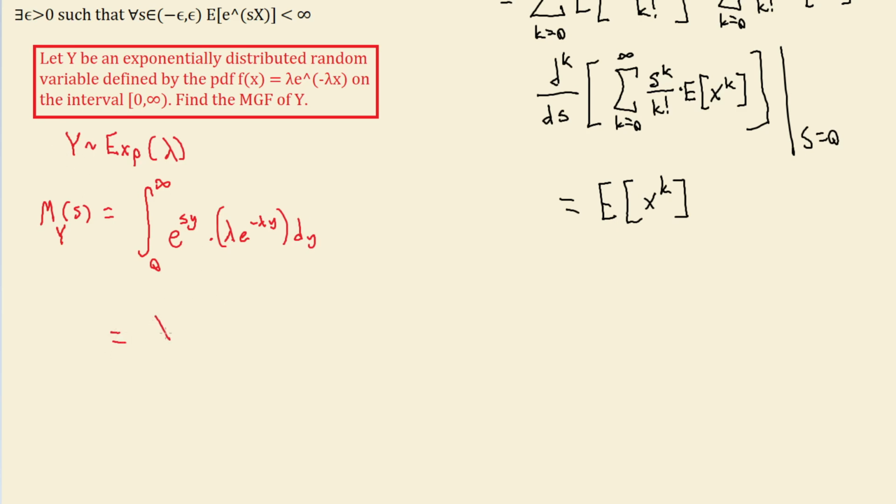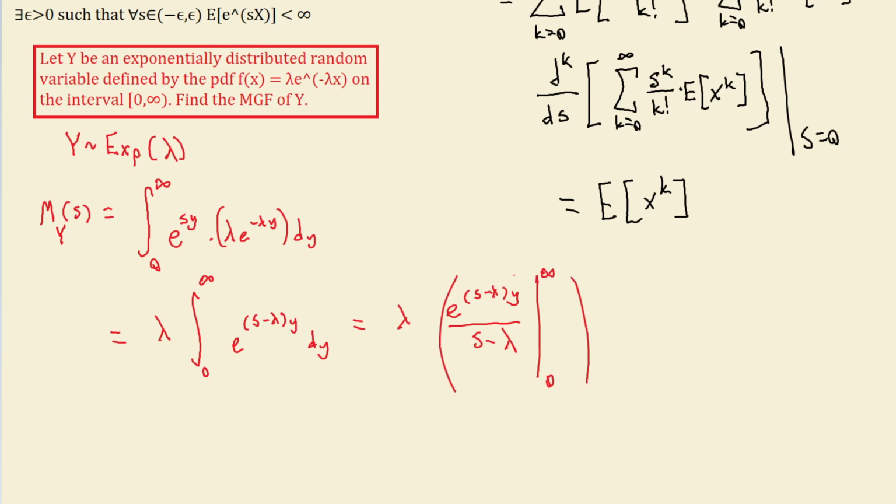And so here, this is relatively simple to compute. We're just going to move this lambda out, and we're integrating from 0 to infinity, and we can push these exponents together, the exponential laws, and so we're going to have e to the sy minus lambda y, and so that's the same as e to the (s minus lambda) y dy. And so actually computing this, to take this antiderivative, this is going to be equal to lambda times e to the (s minus lambda) y over s minus lambda. That's an ugly lambda, let me fix that. And then here we're evaluating at 0 and infinity.